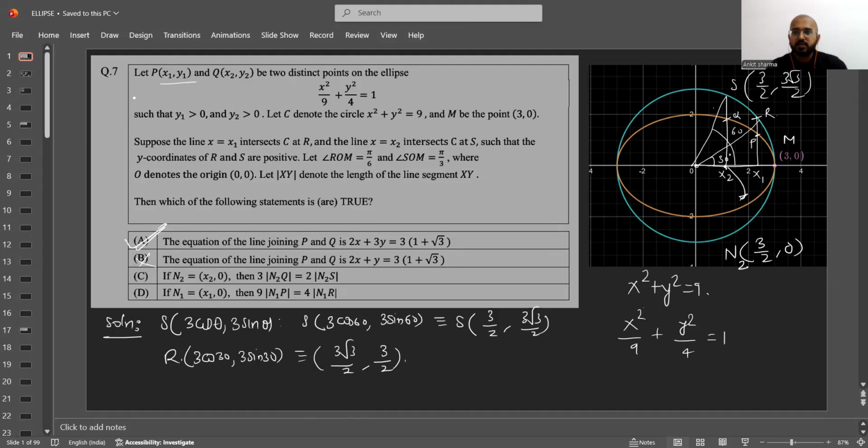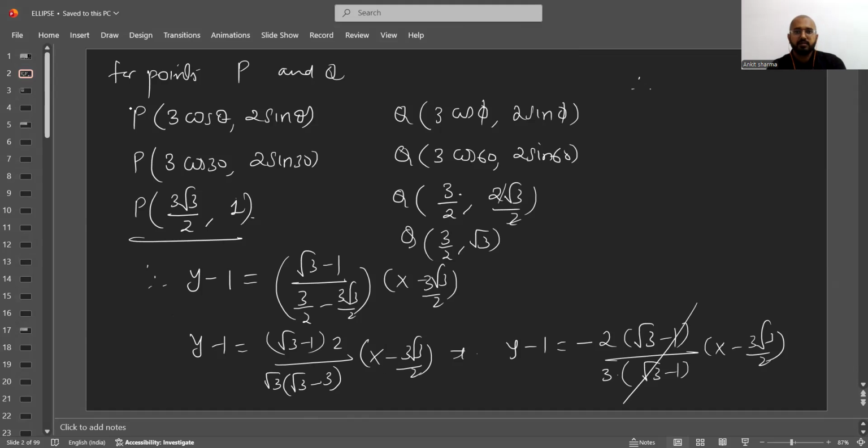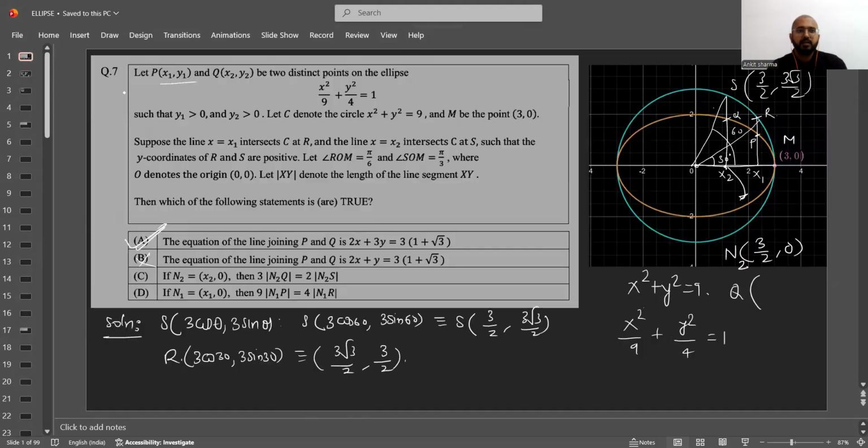N2 is x2 comma 0. So x2 we found, that is just the projection here. I can take it, so that's 3 by 2 comma 0. And then Q, Q is basically on the same line. So Q is basically here. I've taken Q as 3 by 2 comma root 3. So 3 by 2 comma root 3 is my Q.